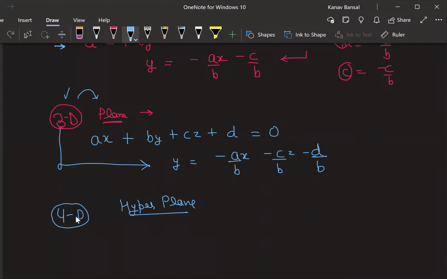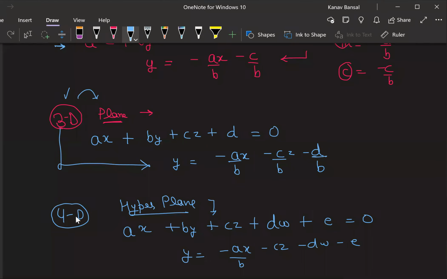But we can write the mathematical formulas. How do I write the mathematical formula? I simply say ax plus by plus cz. Now, what should I say here? Maybe dw, right? Plus e equal to 0. Is it clear to everyone? Right, now you can simply write it in this format: minus ax minus cz minus dw minus e, divided by b on the right hand side. This is the equation of a four-dimensional hyperplane.